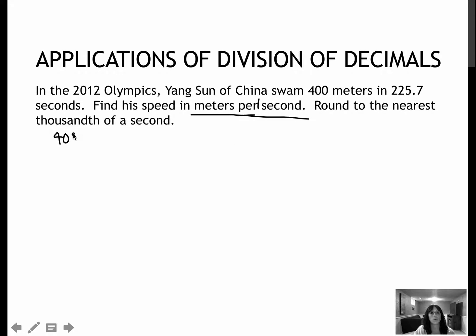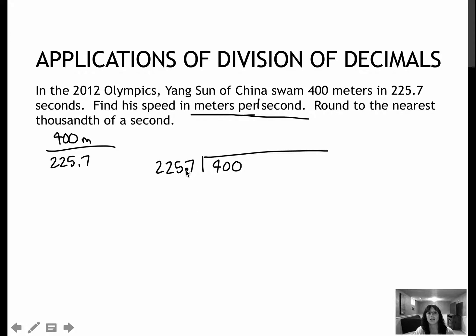So in order to know which number goes on the inside, sometimes it's helpful to write a fraction. So meters would be on top because it's meters per second, and seconds would be on the bottom, which of course means when I'm dividing that the 400 goes on the inside and 22.57 goes on the outside. And of course I would have to move that decimal 1 place.